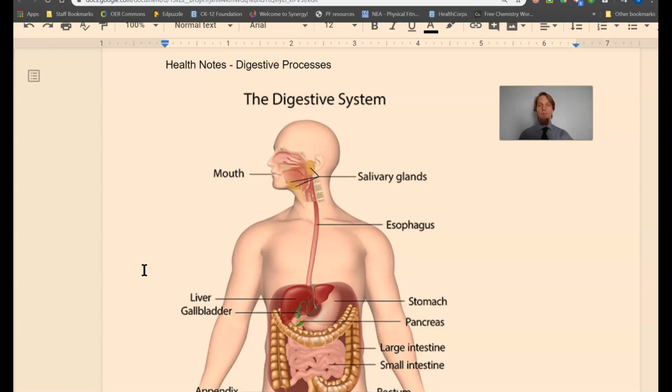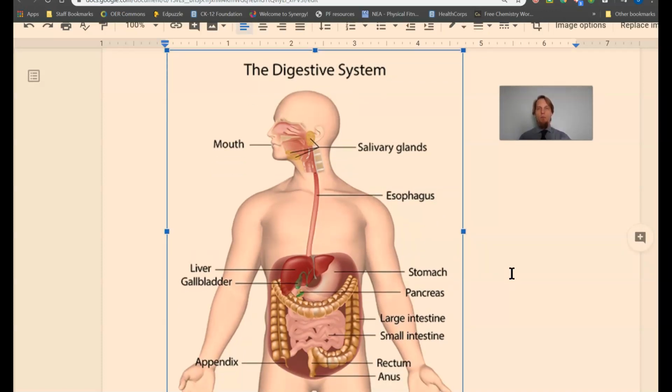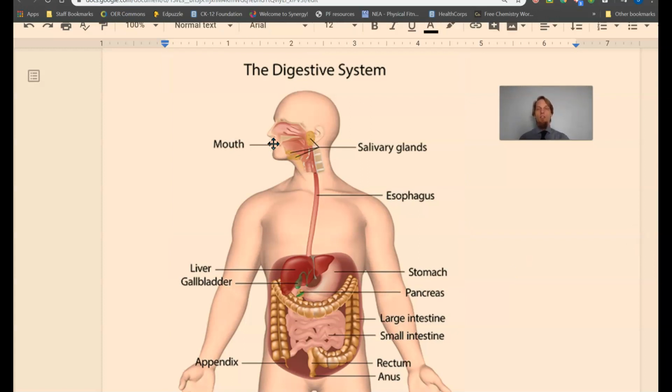So what you're looking at here is kind of a generic man. That is not me. I know, kind of looks like me, but the digestive system, I'm gonna scroll up here, starts anatomically in the mouth, the buccal cavity, as you might also hear it called more formally. You have three pairs or kinds of salivary glands that we'll talk about: sublingual, parotid, submandibular. All these secrete into the saliva of your mouth.